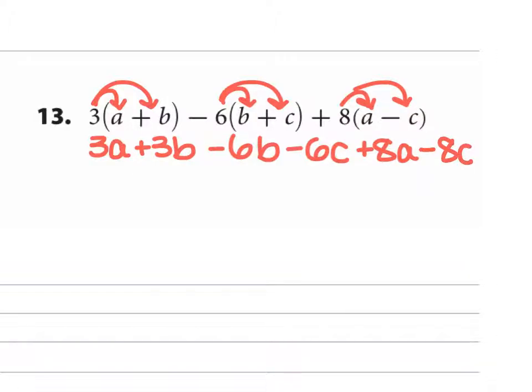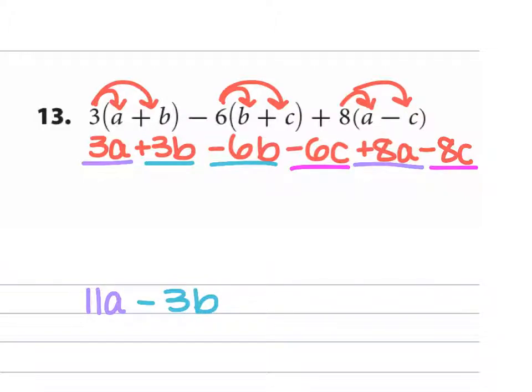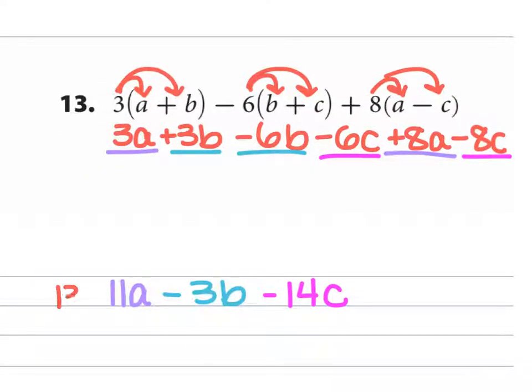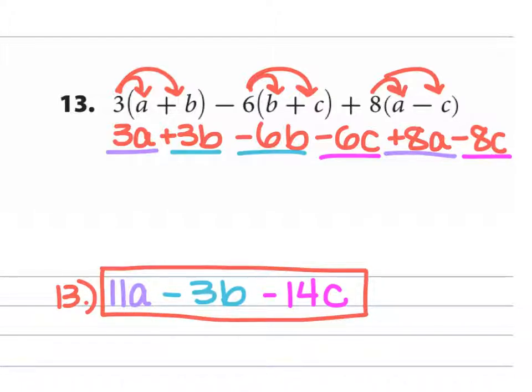So combine your like terms now. The 3A matches up with the 8A. So 3A plus 8A is going to give us 11A. Then you have the 3B and the negative 6B, which is going to give us negative 3B. And then lastly, you have the negative 6C minus 8C, which is going to give us negative 14C. So for 13, our answer is the 11A minus 3B minus 14C.